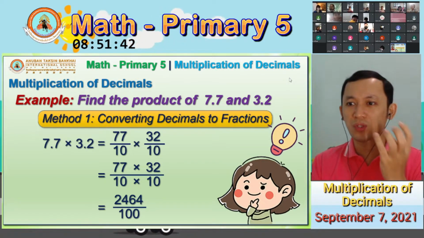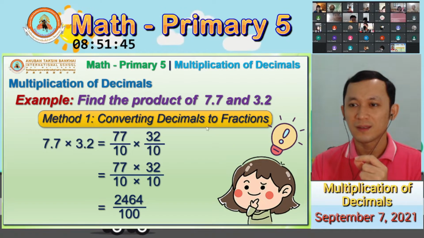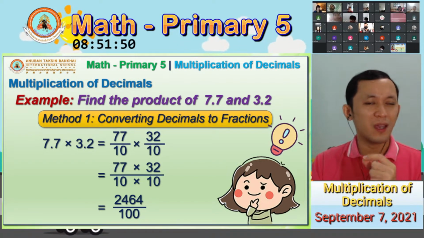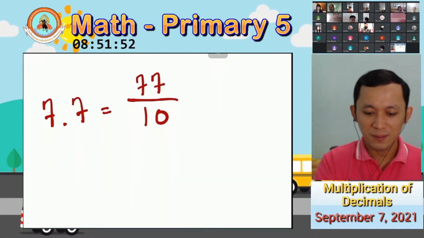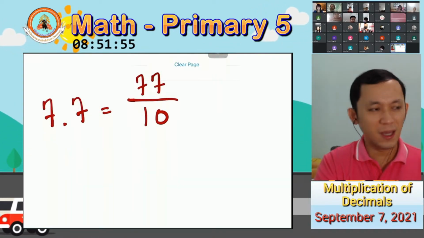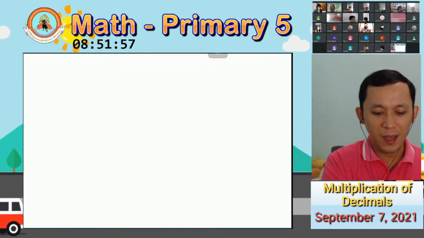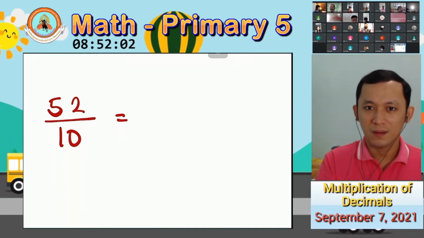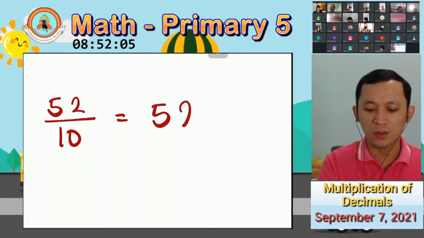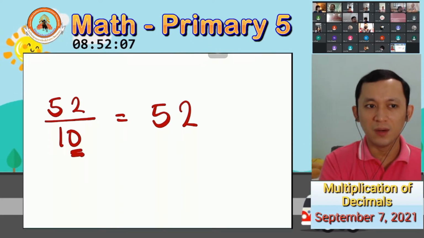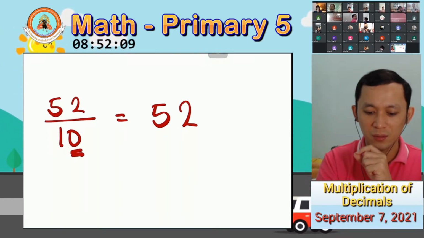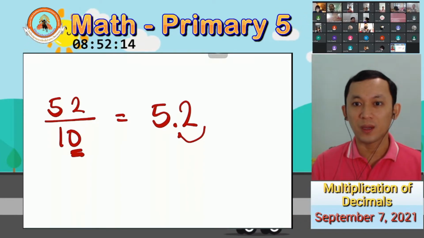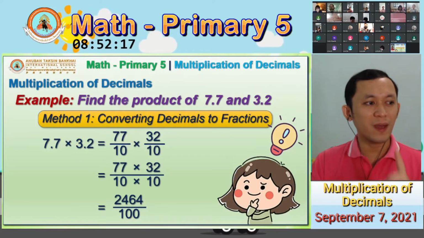Okay. Now we have here the fraction. We are going to change again to decimal. Okay. So can you still remember how to change fraction to decimal? Teacher, for example, I have 52 over 10. I just write 5 and 2. How many zeros? We have 1 zero, so we count 1. So we have 5.2.